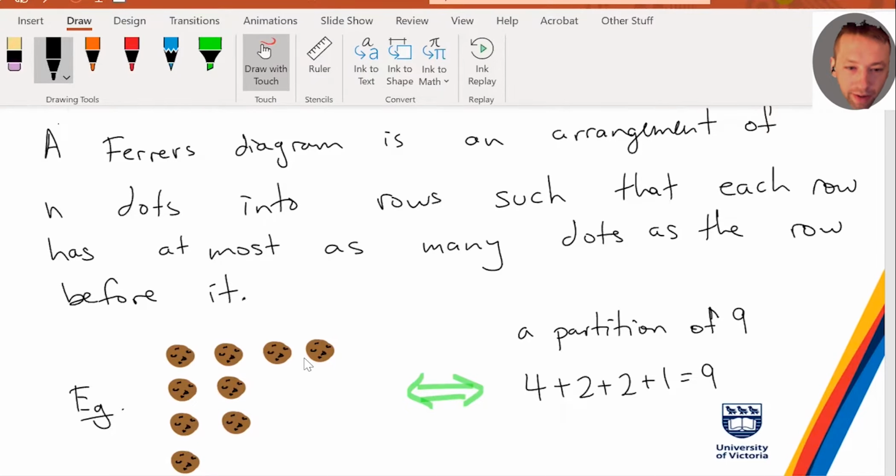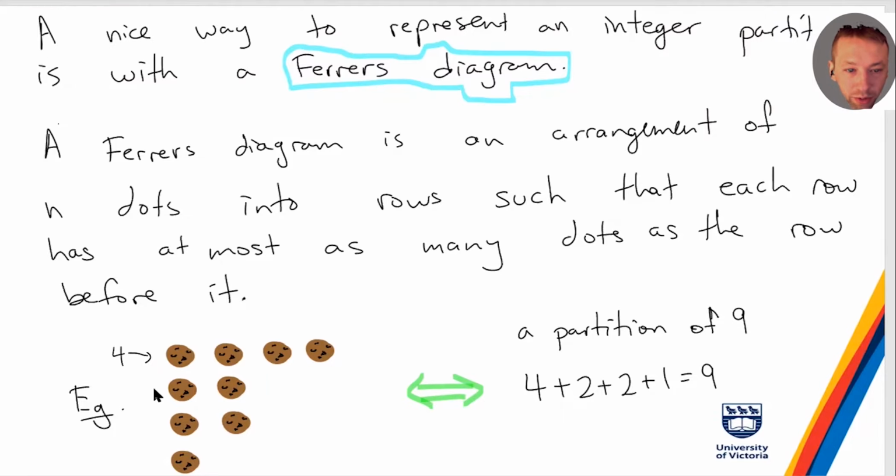If I write down a Ferrers diagram where I have 4 on the top, I have 2 on the next level, right? In a Ferrers diagram, every row has to have at most as many as the previous row, but it could have the same number. So I could have 2 here, and I have 1 here. Now it's clear that this is the same as a partition of the number 9, because I've got 9 dots. If you add up 4 plus 2 plus 2 plus 1, it's 9. And this corresponds to the partition 4 plus 2 plus 2 plus 1.